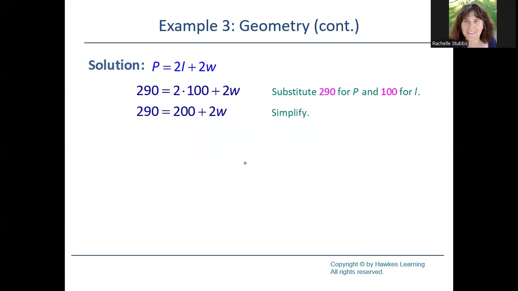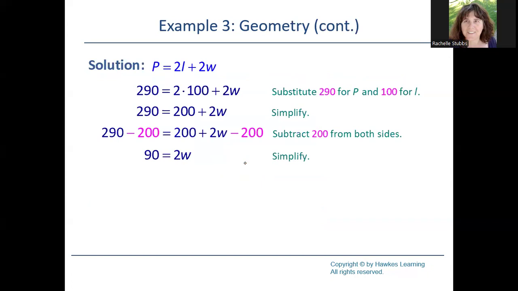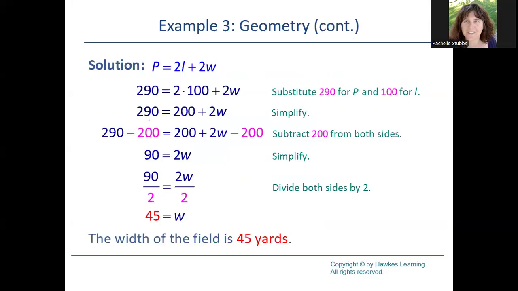Are there any like terms to collect? No. So I'm going to add or subtract. In this case, I'm going to subtract 200 from each side. And that leaves me with 90 equals 2W. And now I'm ready to divide by the coefficient in front of W, which is 2. So I'll divide by 2. And W ends up being 45. So now I know the width and I know the length.